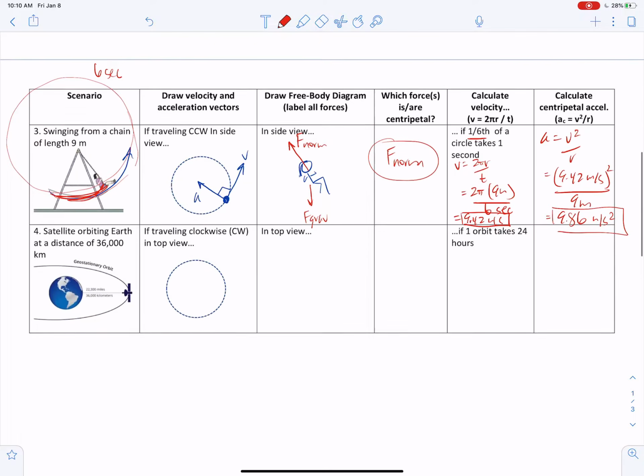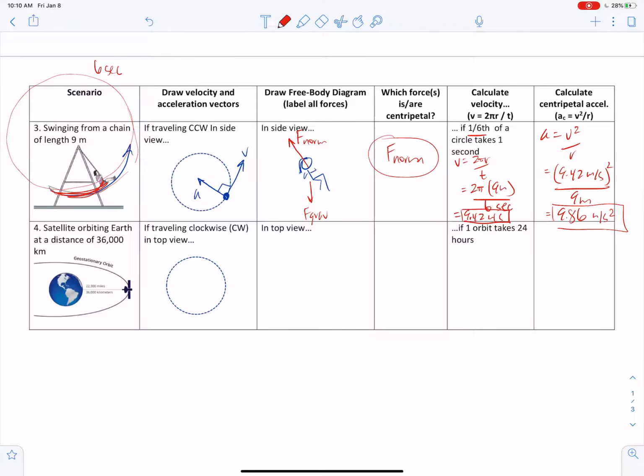Number 4 is going to change it up even one more time because now we're going to go into satellite motion around Earth, okay? So here's the satellite, and it's going in. Now, this view makes it look like it's an elliptical orbit, but that's just because it's sort of at an angle.